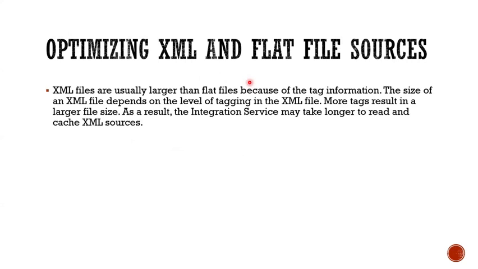Optimizing XML and flat files also. Suppose our source is XML, where we are taking data from hierarchical XML and a flat file. In that case, XML files are usually larger than flat files because of the hierarchical information. The size of the XML file depends on the level of tagging, meaning the hierarchy. More tags result in a larger file size.